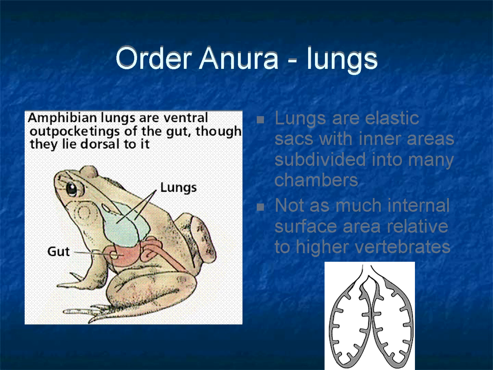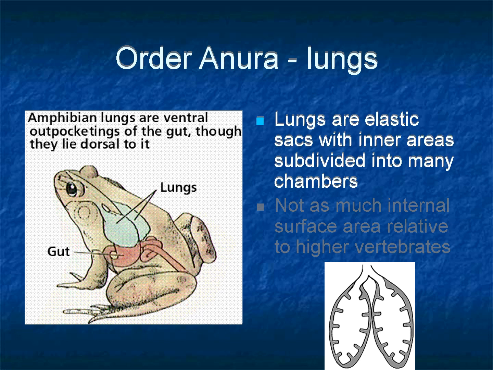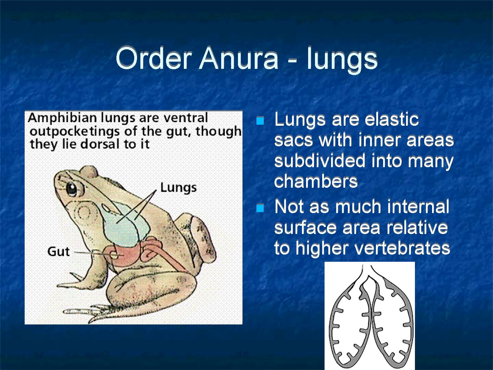Moreover, frog lungs are elastic sacs with inner areas subdivided into many terminal chambers called alveoli. These alveoli of frog lungs are much larger than the alveoli of amniote vertebrates, but still they have a smaller surface area for gas exchange compared to higher vertebrates.